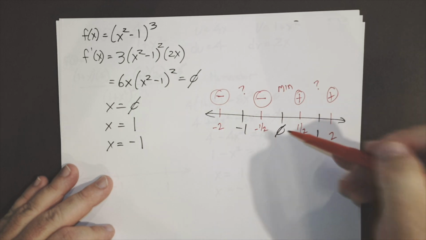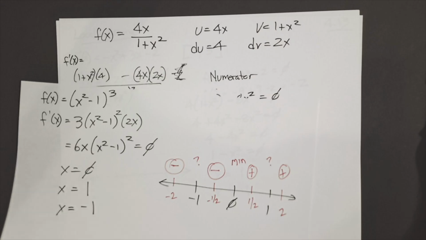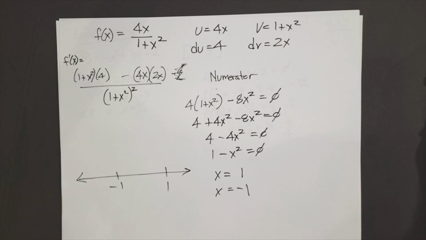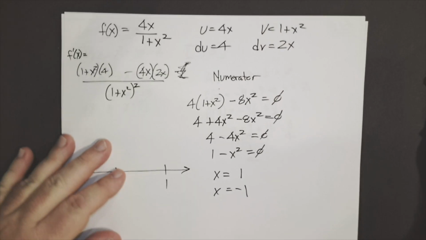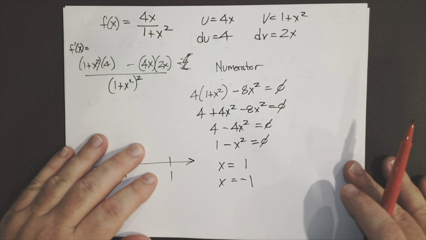But we can classify this as a min. Okay, and let's look at one other here. Ooh, here's a rational expression. So we've got to take the derivative. Looks like we have to use the quotient rule.